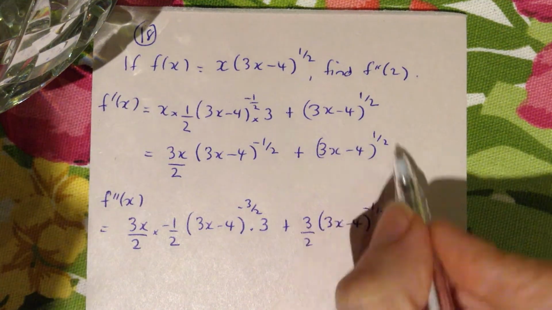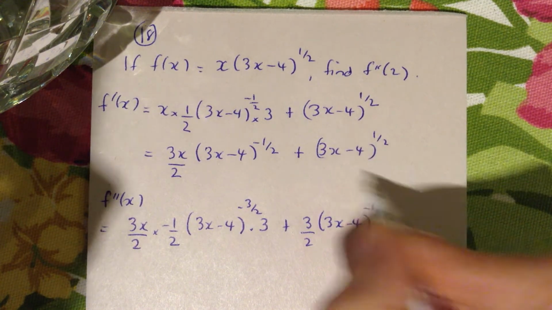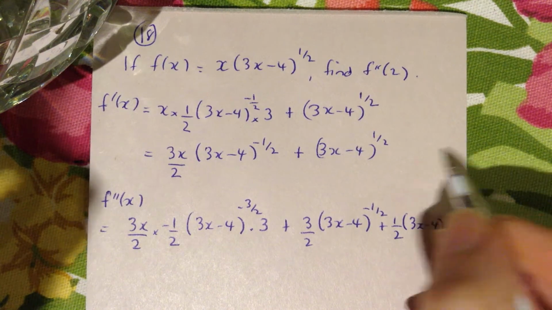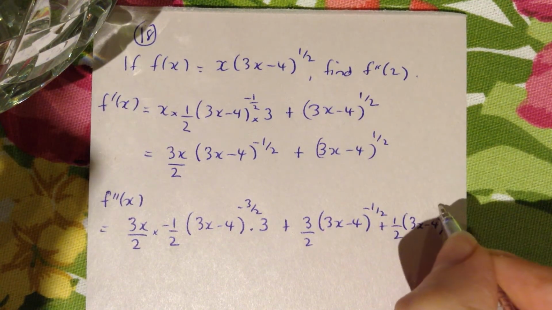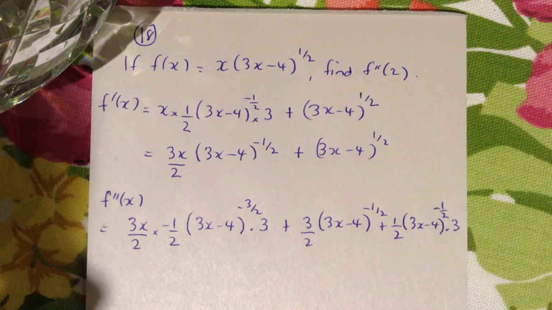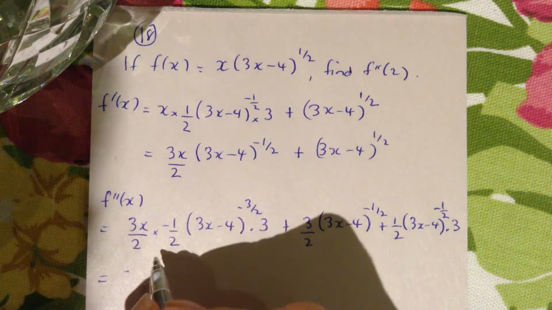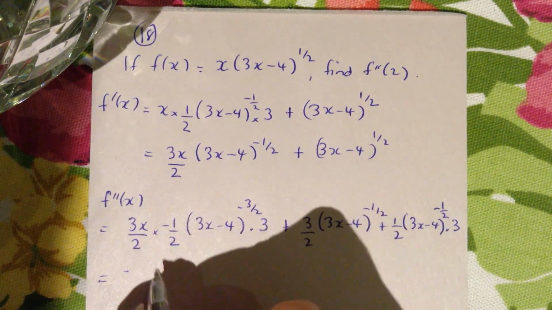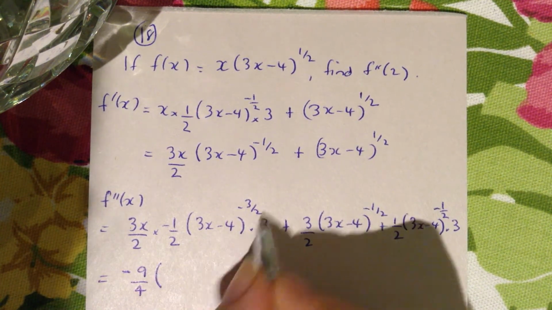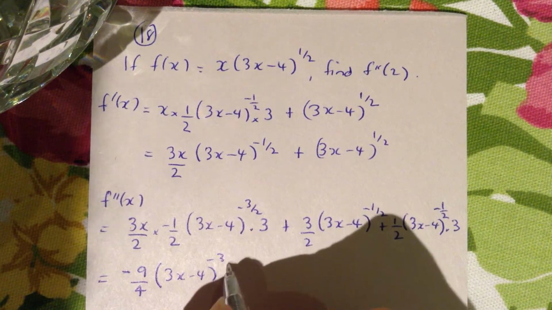And then differentiate this term. So let's see if I can squeeze that in over here. You bring down the half, write down what's in brackets, and take away 1 on the power, and differentiate what's inside. Okay, now we've cleaned it all up. So you get minus 3 times 3 times minus 1 is minus 9 on 4, and then it's just what's there, (3x minus 4) to the minus 3 on 2.